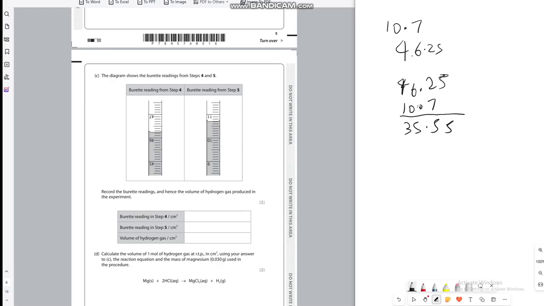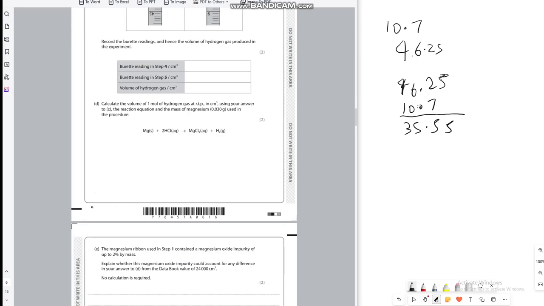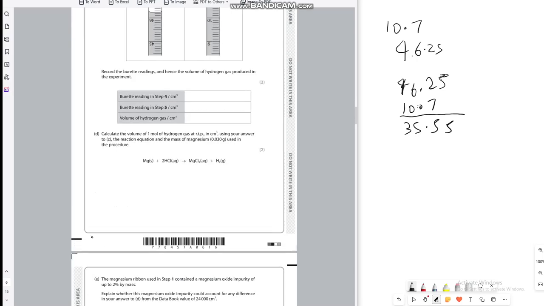Right. Calculate the volume of 1 mole of hydrogen gas at RTP in cm³ using your answers to part C, the reaction equation and the mass of magnesium 0.03 used in the procedure. Okay, we'll see how we are going to do this. So this is the volume of hydrogen. I'll write this as VH2.